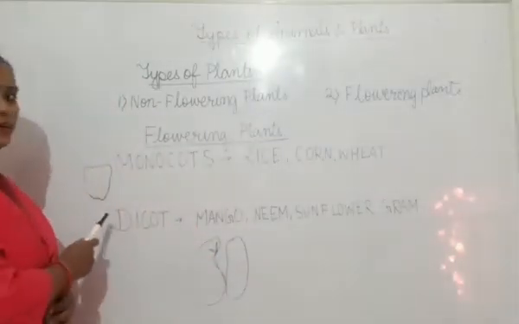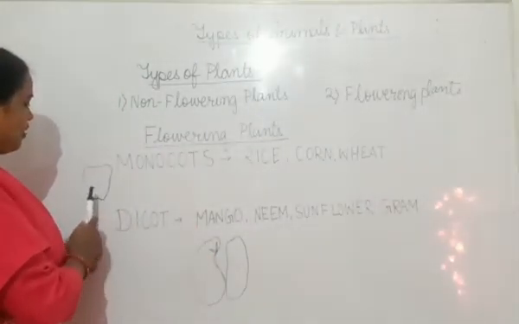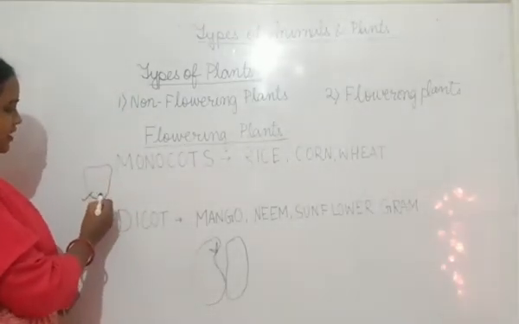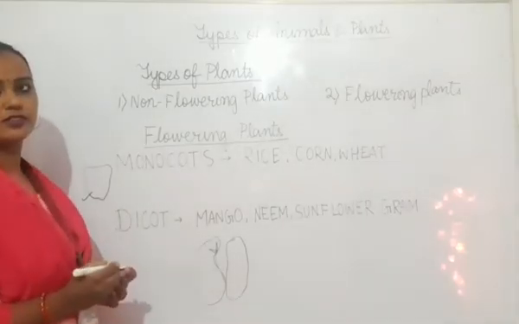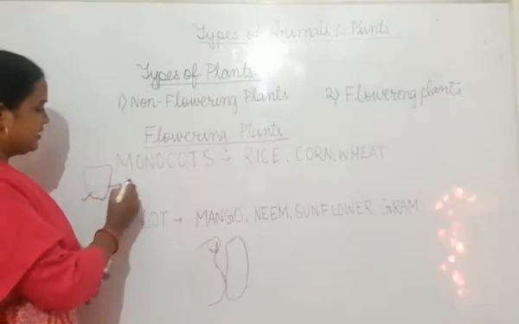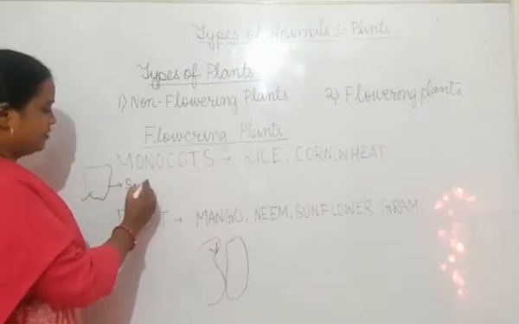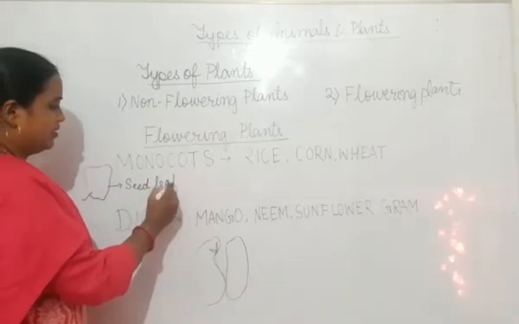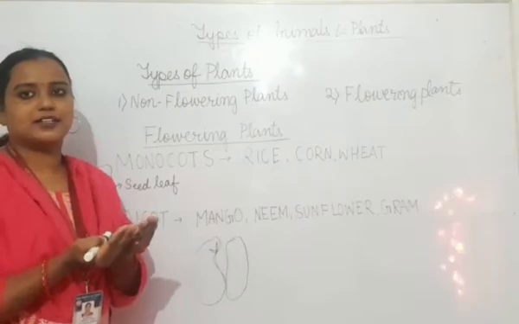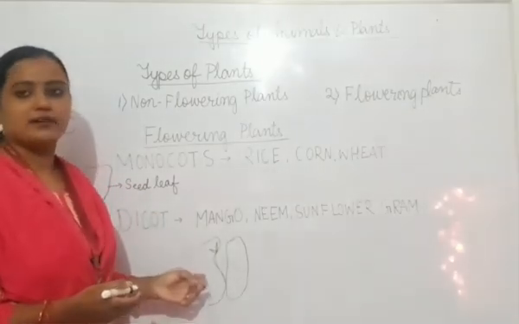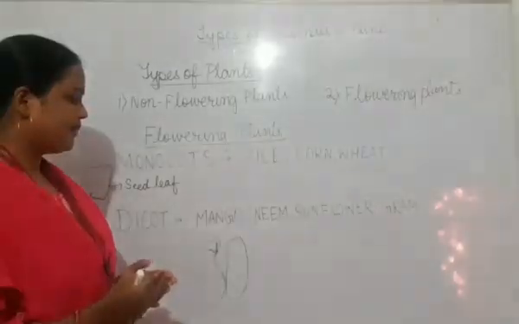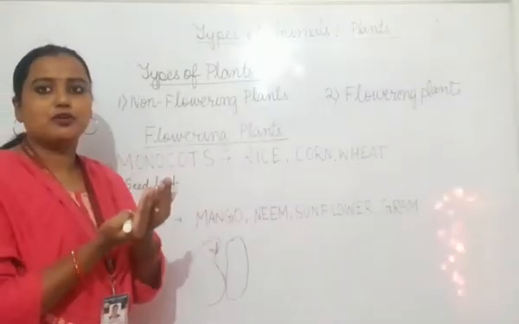As you can see here, I have drawn a picture of a corn seed. This is a corn seed, and this picture is also there in your book. It has a single seed leaf. It cannot be opened in two parts, whereas if you take a gram seed or a mango, you can cut it open into two parts.